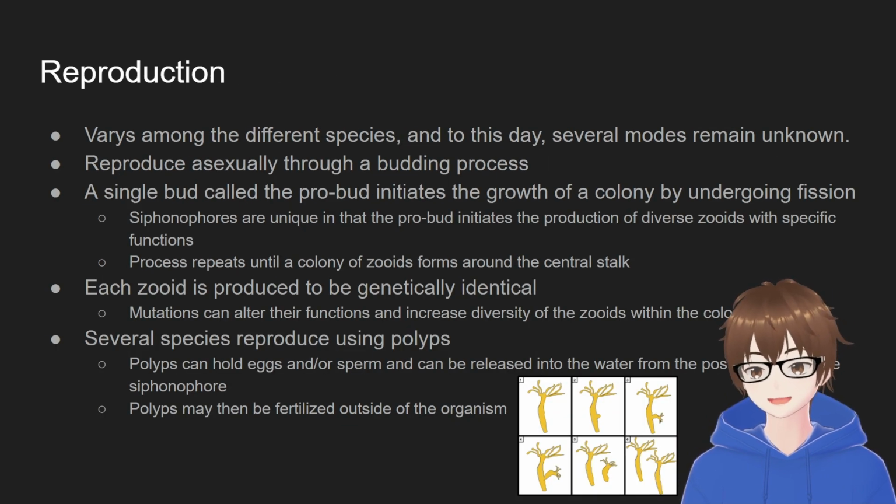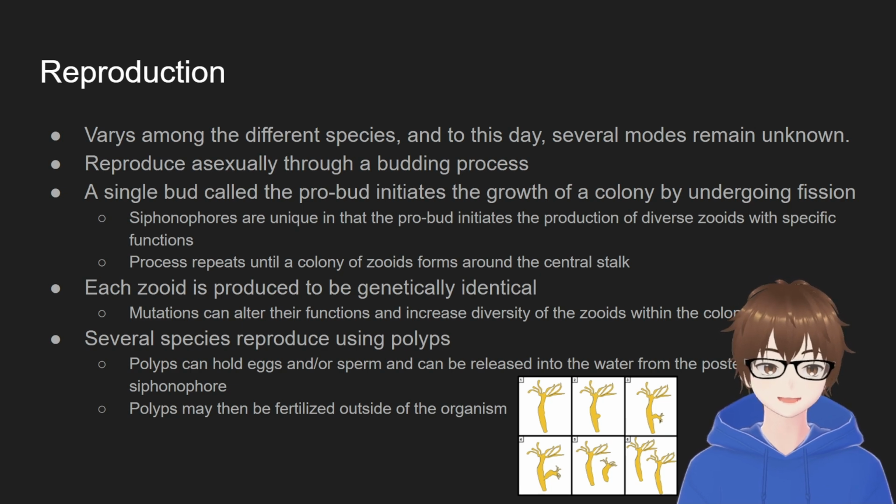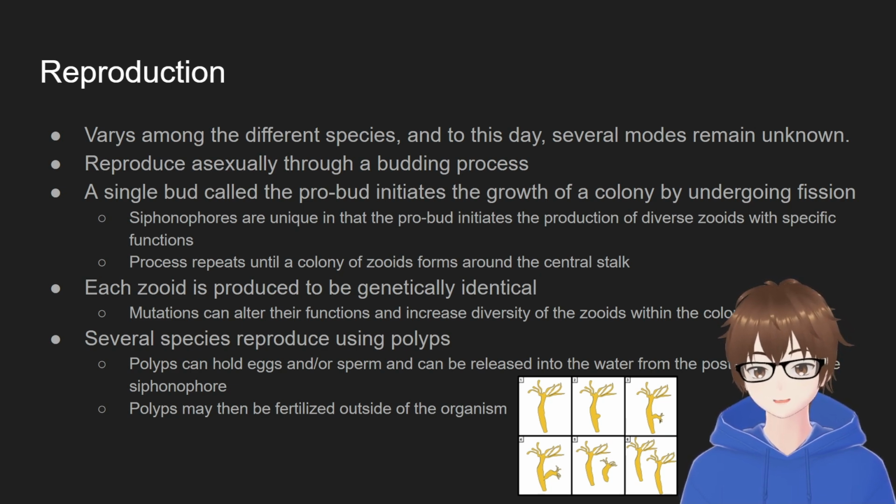So, reproduction. This varies very much by what species you are looking at, and several modes remain unknown. So, some will reproduce asexually through a budding process, and I do have a picture right here, right next to me, that shows a hydra that is budding. So basically, it'll grow a second individual on its side, and then that individual will break off and grow into another hydra. So some Siphonophores will do that. A piece of them will break off and grow into a new individual.